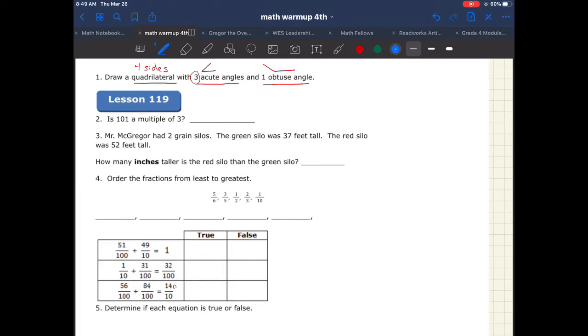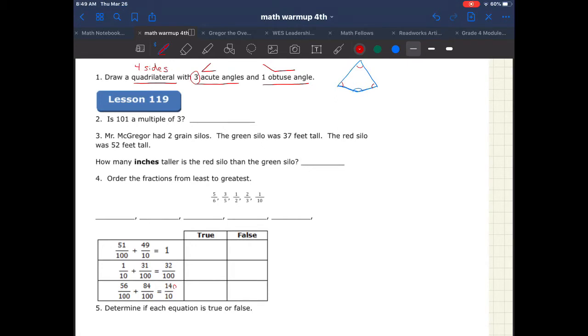So to draw this shape, I think we need to do a very obtuse angle on the bottom. And then we can do this. It kind of looks like a kite. So now we've got our 1 obtuse down there, and then our 3 acutes here.